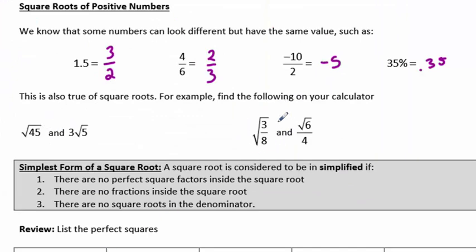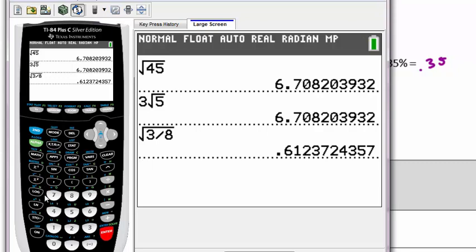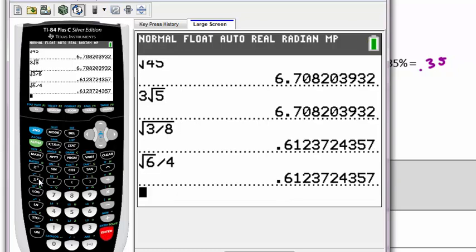The same thing is true with the square root of 3/8 and the square root of 6 divided by 4. If you try the square root of 3/8, you get 0.6123, and if you try the square root of 6 divided by 4, they are the exact same value. So again, they have been simplified in different ways.